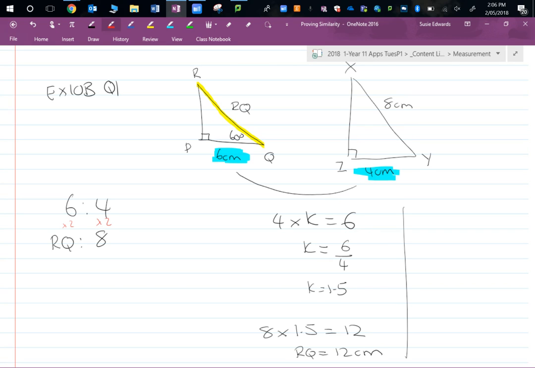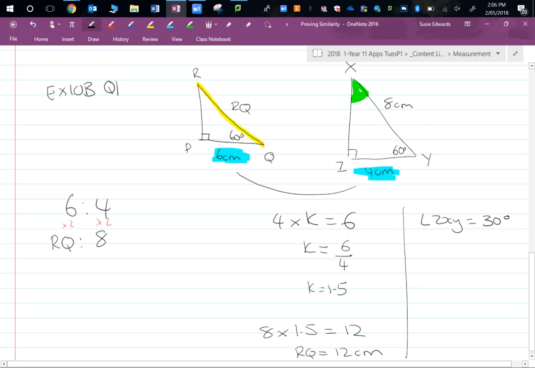All right, so the next question says, what is the size of angle ZXY? So this angle here in green. So how do we work out that angle? 90, 60. Good. So we know this is going to be 60 because the angles are the same. So therefore that angle is going to have to be 30 degrees. So it's not a very hard question at all.